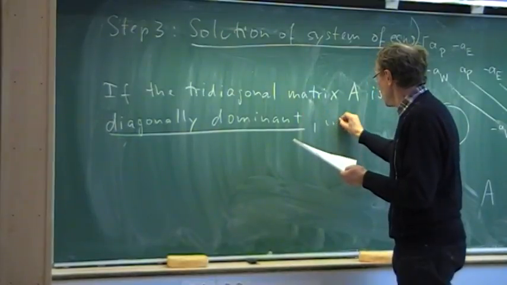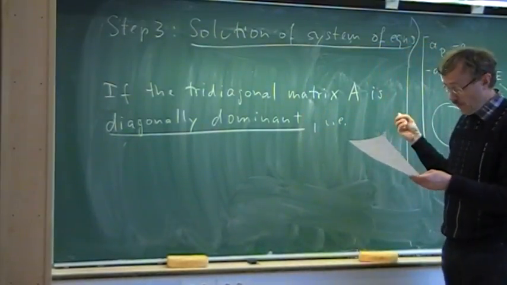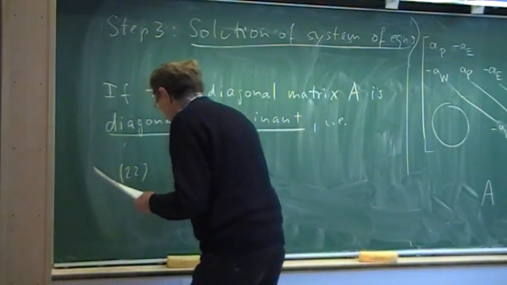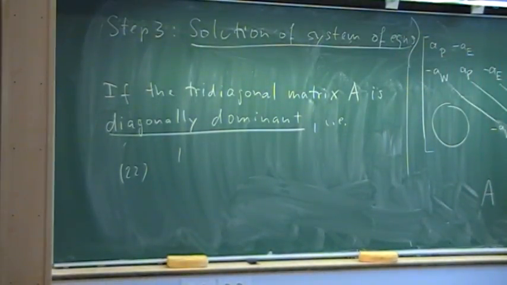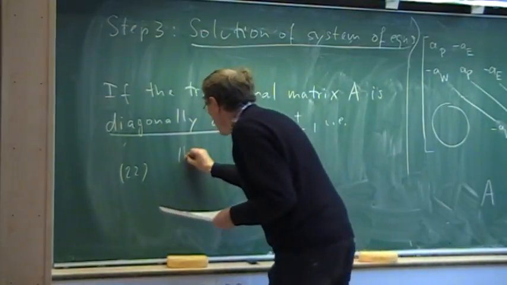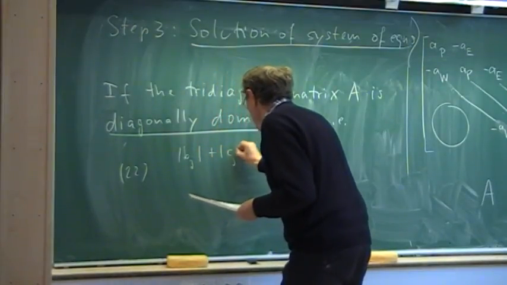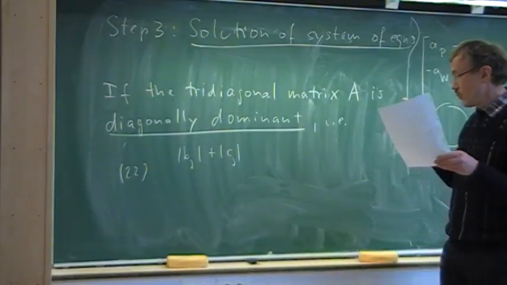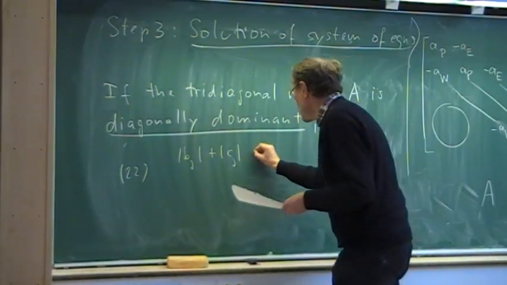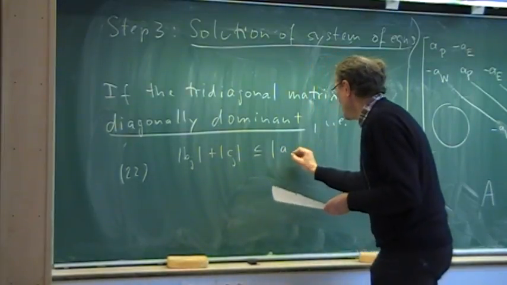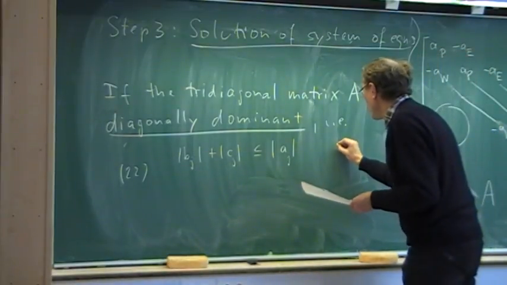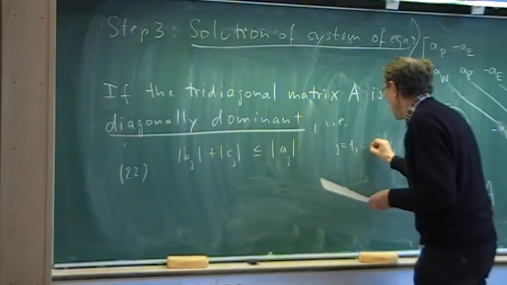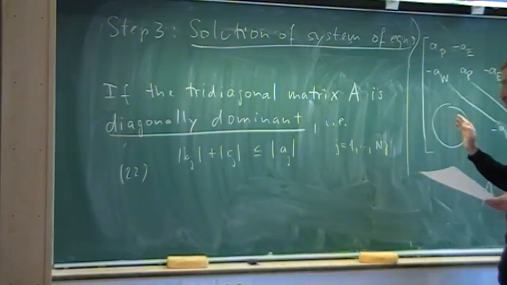That means that in our case, the following two conditions have to be satisfied. The sum of the moduli of the off-diagonals, I take now this form here, that is the absolute value of bj plus cj, that are our off-diagonal elements, and we take the absolute value and the sum of them, has to be smaller or equal than the absolute value of the diagonal coefficient. And that has to be true for all j, in our case, for j from 1 to nj. That is the basic requirement.